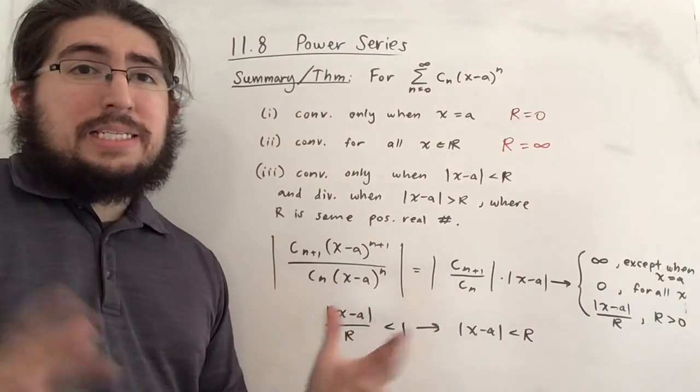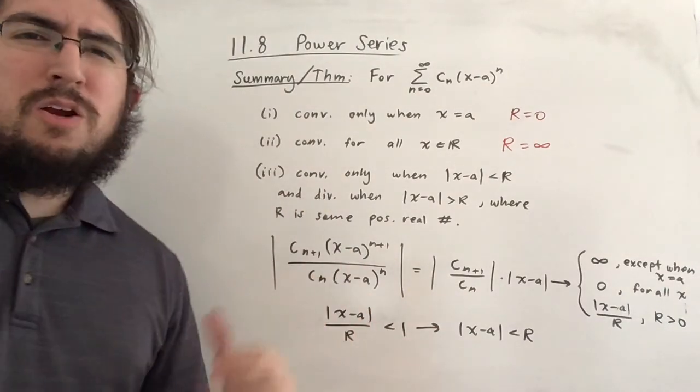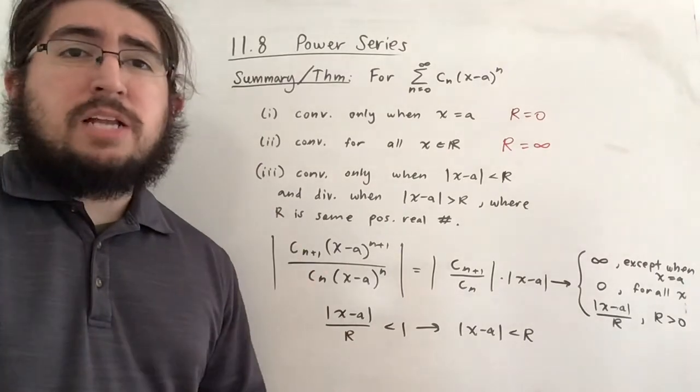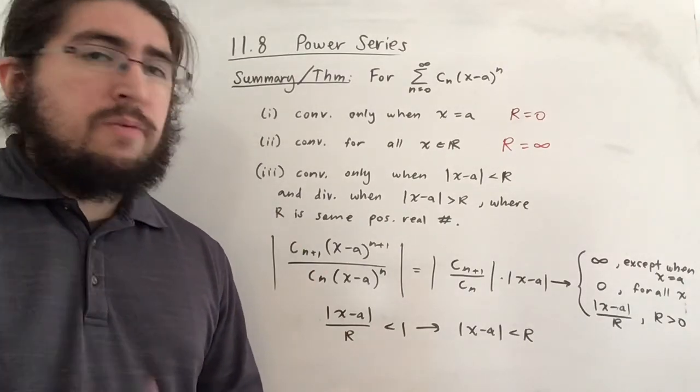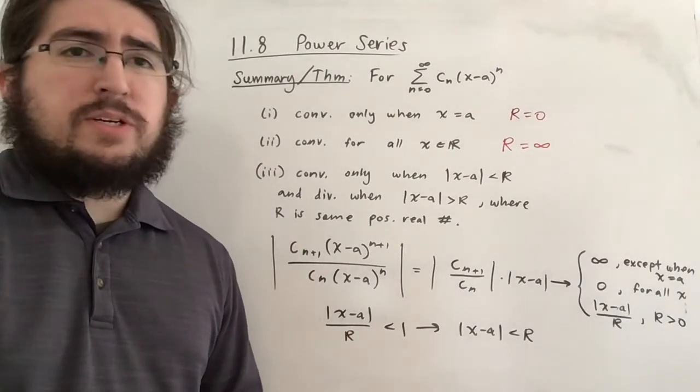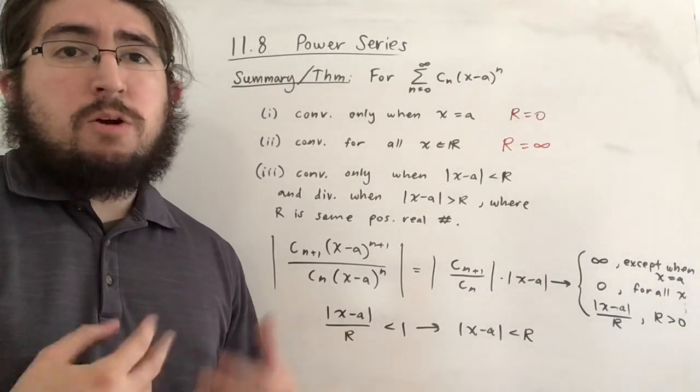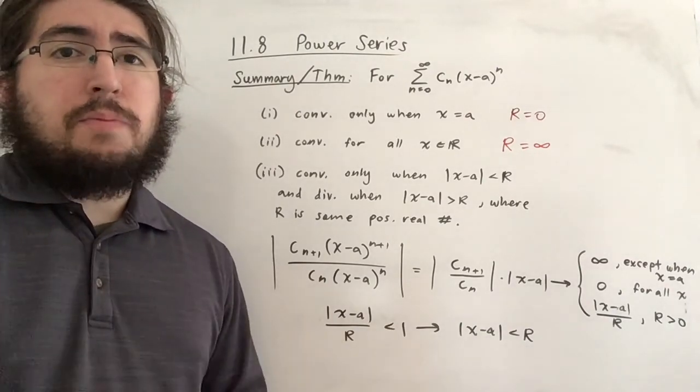So that, like I said, really concludes 11.8. All we saw here was the introduction of power series, interval of convergence, radius of convergence, and that's really it. And notice we used the ratio test and we tested endpoints.